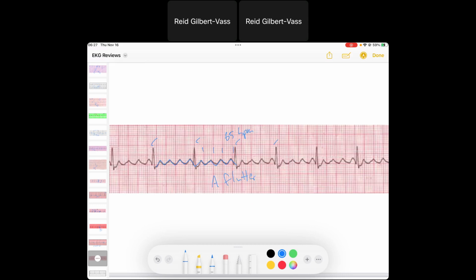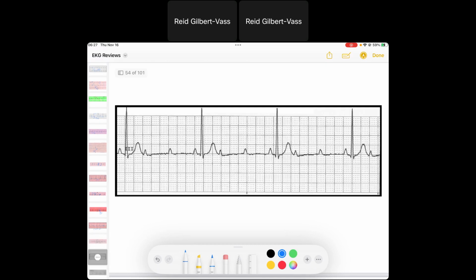And so what's the ratio of flutter waves to QRSs? We've got 1, 2, 3, 4. So maybe I would call this, let's see, 1, 2, 3, 4, 5. I'd call maybe that fifth one right there. It's hard to say. So maybe 4 to 1 or 5 to 1 flutter.